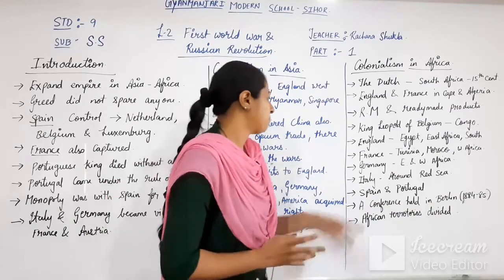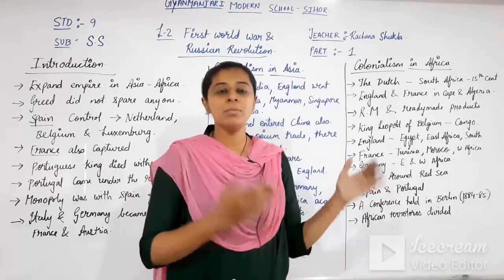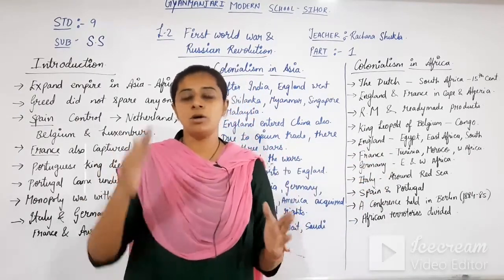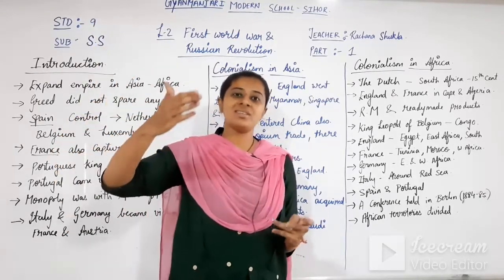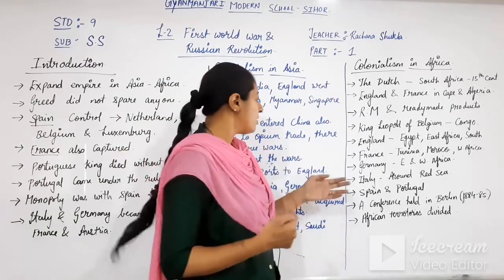Now what happened? Italy came. Why should Italy be behind? So Italy also came. Italy captured some of the parts surrounding the Red Sea. All of you know that the Red Sea is the sea which lies in Africa. So it captured some of the parts surrounding the Red Sea.